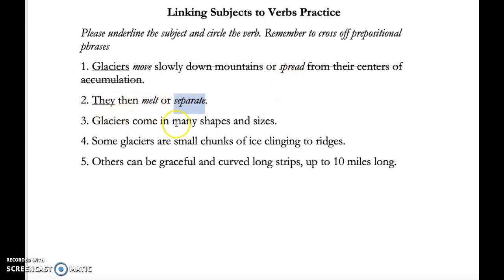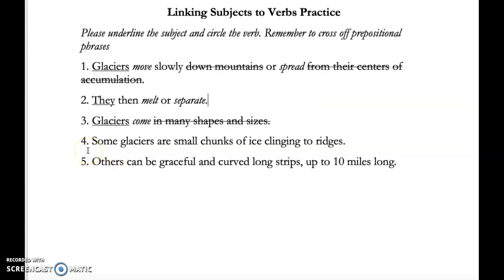Glaciers come in many shapes and sizes. In is a preposition, and so I say in what? In many shapes and sizes. So in fact, I can cross off that whole second part of the sentence, and that leaves me with one subject and one verb. Glaciers come.